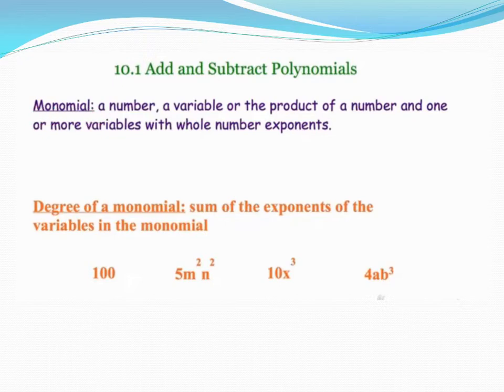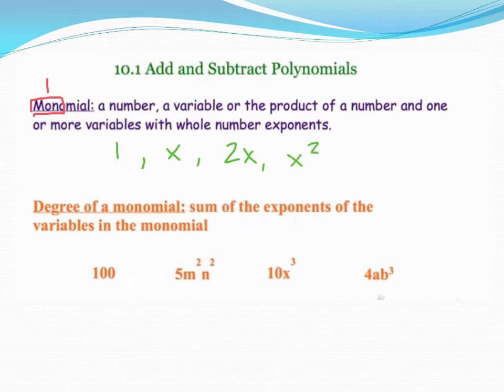If you break this word down, mono, what does that mean? That means one. So a monomial is a number or a variable or a combination of a number and a variable written together. A quick example of a monomial would be the number 1. That's a monomial. X, that's a monomial. I can look at the combination of a number and a variable like 2x. That's a monomial.